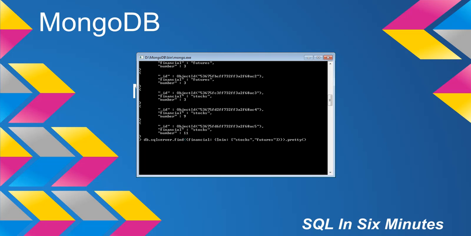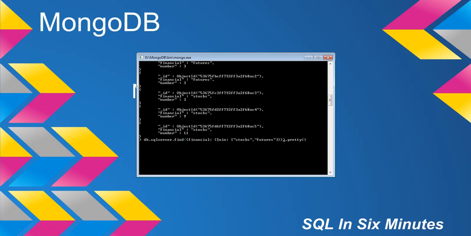Okay, so in our find clause here, we're looking at the financial key right here, where the values are not in either stocks or futures. Now, if you only wanted to do one, even though I'm not 100% sure that would be good to use not in, I think there would be better ways to do that. But if you wanted to just look at one, you wouldn't use a comma. So notice, since we're looking at two values, stocks, comma, futures.